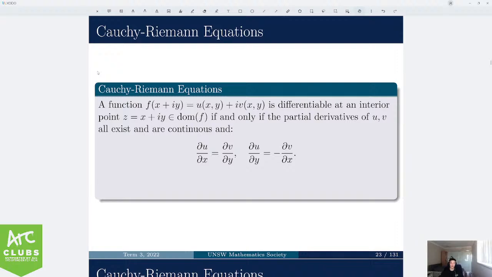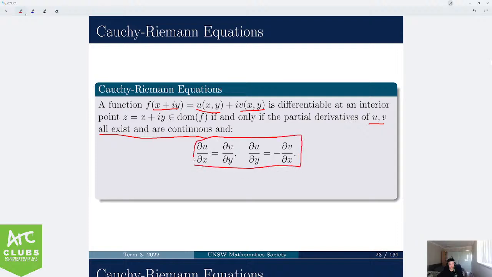Moving on to Cauchy-Riemann equations. So if we sub z, where z equals x plus iy, into the function, we get functions u and v in terms of x and y. It's going to be differentiable at an interior point z equals x plus iy if and only if the partial derivatives all exist and are continuous, and these conditions hold. So Cauchy-Riemann equations give us a nice way of checking where a function might be differentiable.